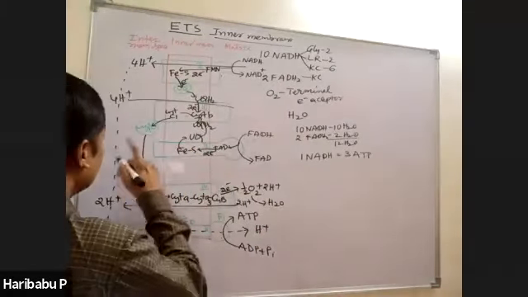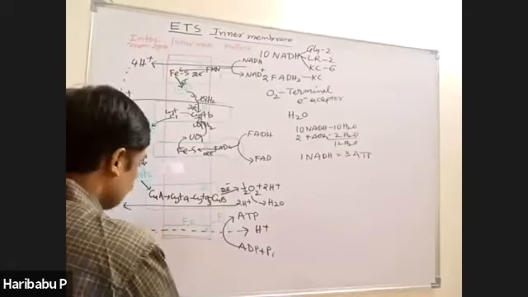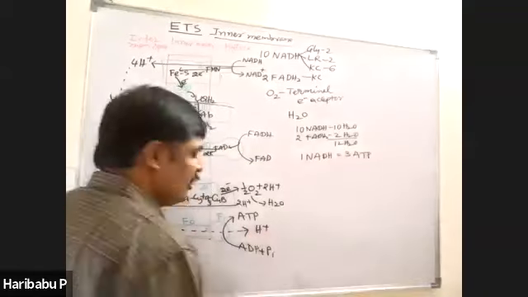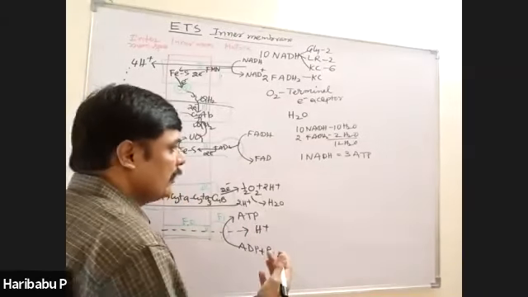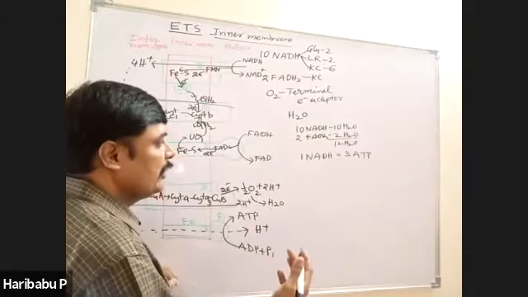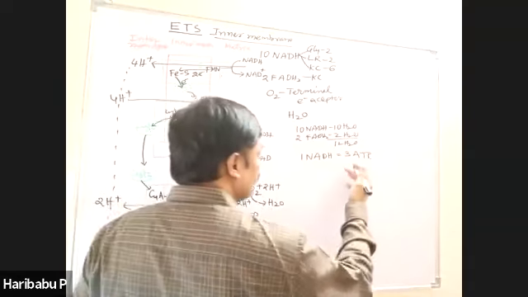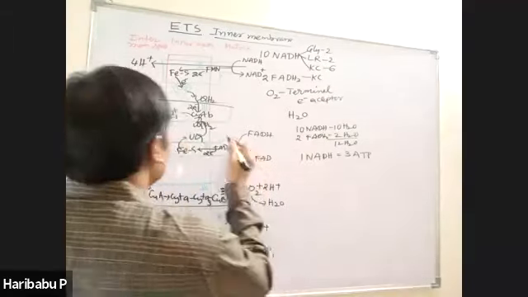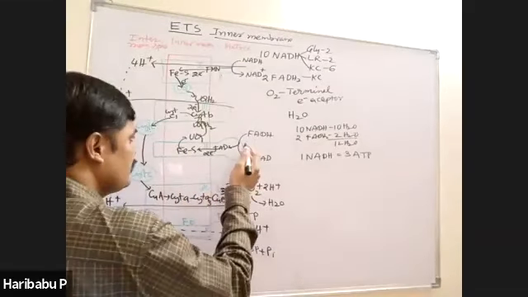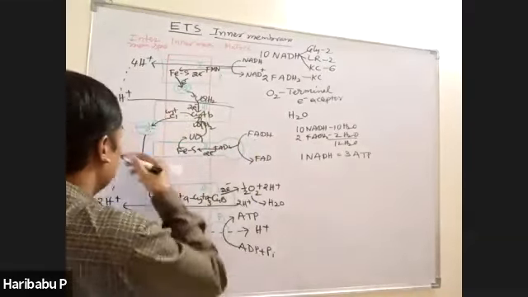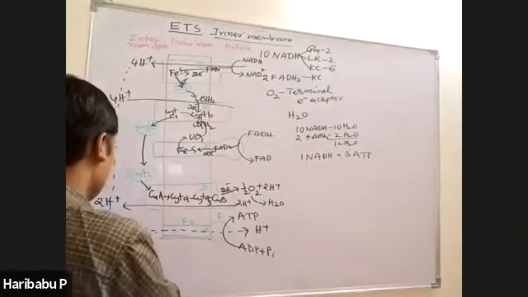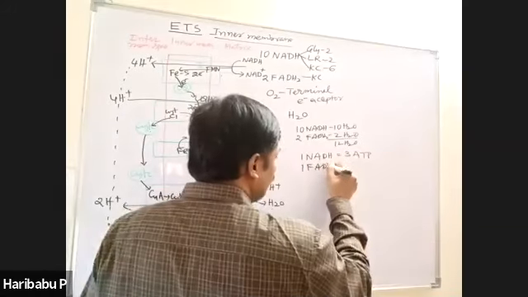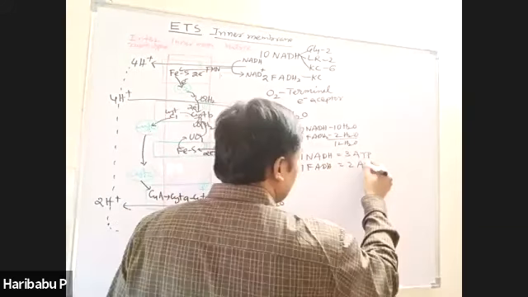And what about the remaining one? When this one moves, energy is liberated. That energy is not enough, hence ATP is not formed. Totally, out of 10 protons, 3 ATP, therefore 1 NADH forms 3 ATP. Similarly, FADH2, as it bypasses the first complex, only 6 protons are produced in the matrix. Therefore, 1 FADH2 produces 2 ATP.